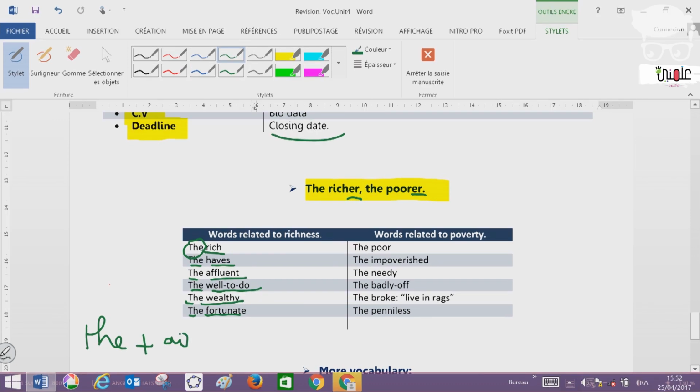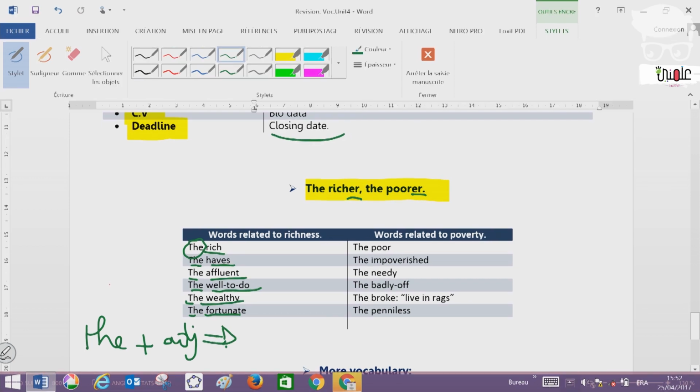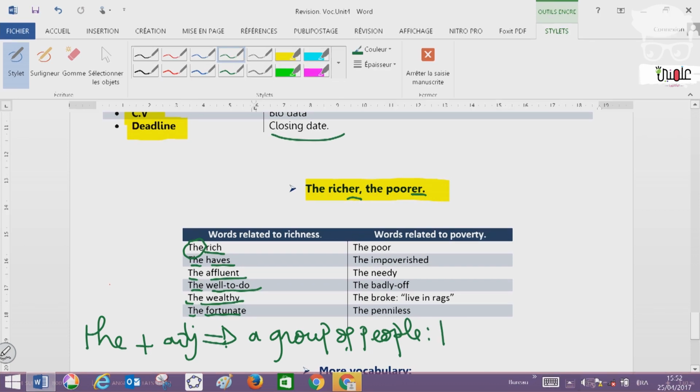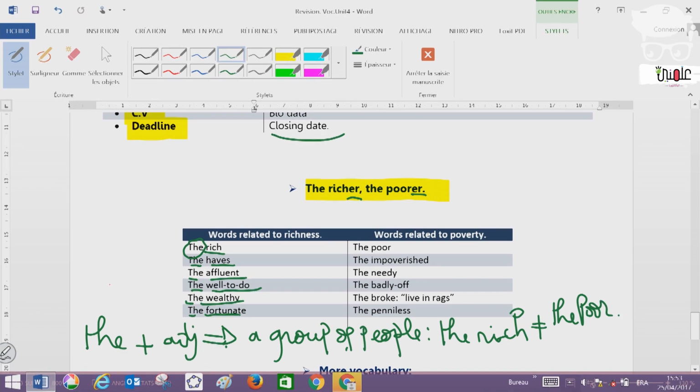So here as well, I'd like you always to remember the plus a special adjective, you refer to a group of people. For example, the rich, right? The poor. All right, here it is.